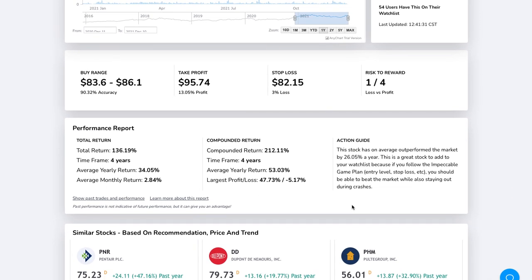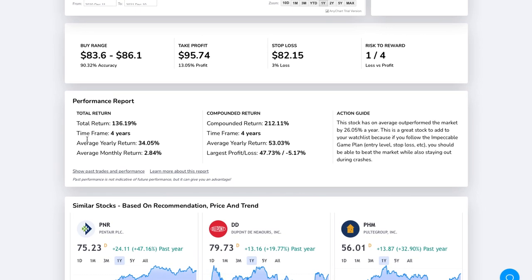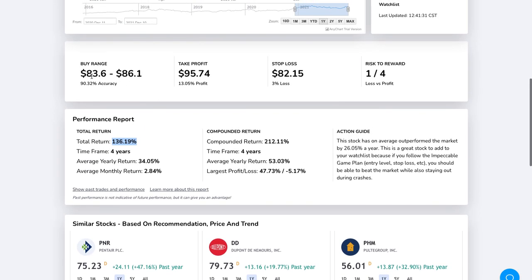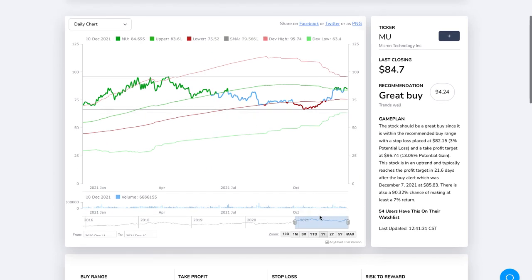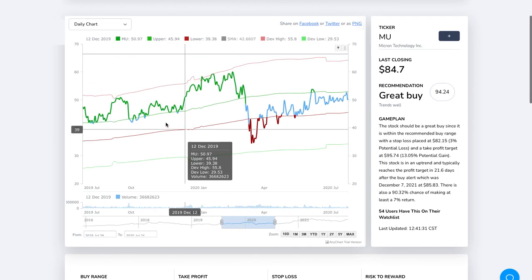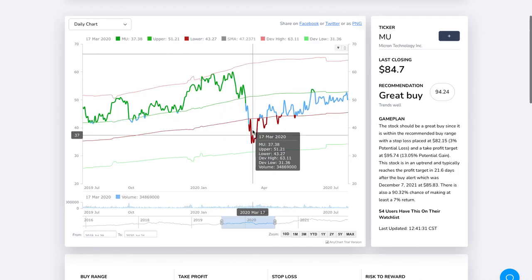Now again, how can we prove this works for this stock? Okay. So that's what this performance report is for. This performance report shows you the total return over a certain time period. So 4 years has been about 136% return. Again, this is all based on using these numbers, right? As you can see here, when we look at this stock, you can see here green is a buy, blue is neutral, red is sell.